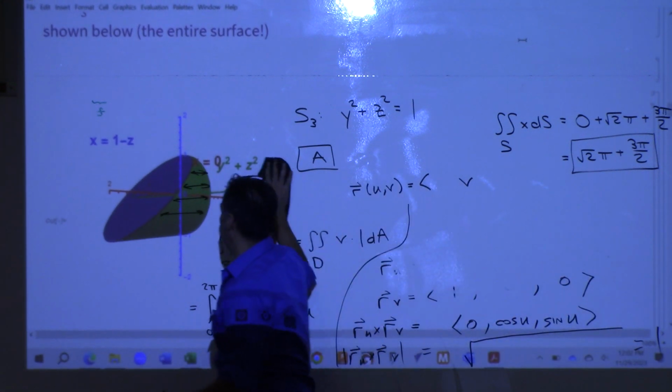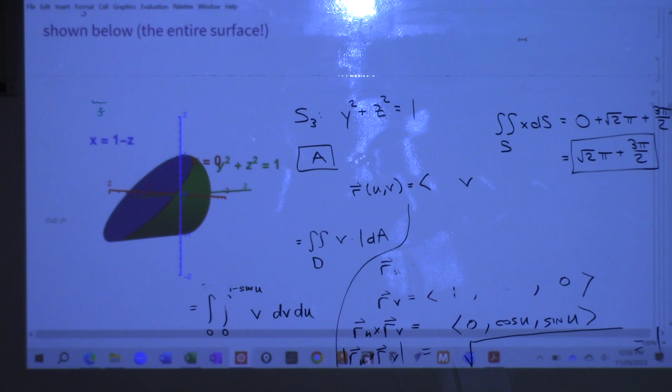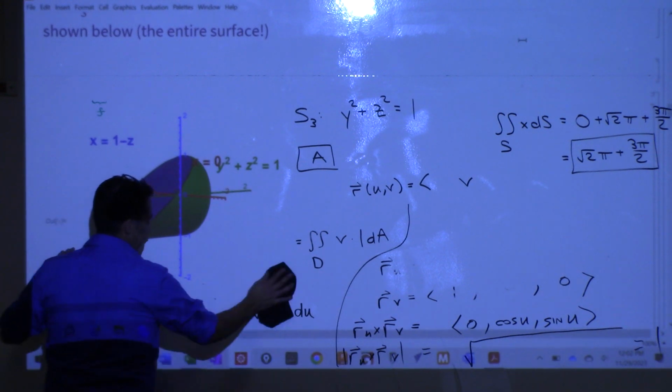Now, right now, this has no actual meaning to us, like what that number represents. But like I said before, this could be like the mass of this thing if we knew the density. Right? This could be the mass, but we're not going down that road.